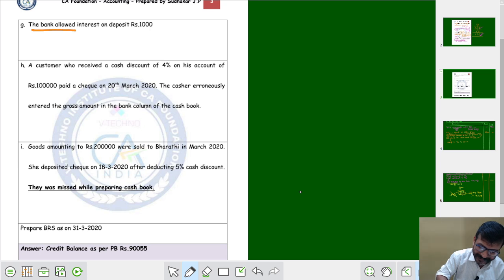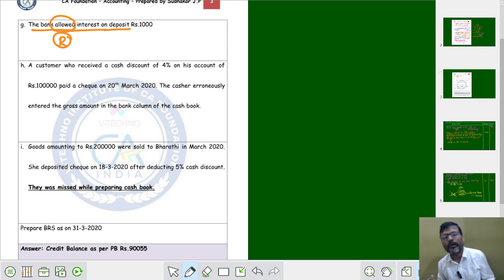Bank allowed interest. Oh, banker allowed. Banker gave the interest to whom? To us. We received the interest. Banker allowed means what? Banker allowed the interest to our account, our current account. So allowed means what? We have received on our deposit. There is a deposit. Means there is a fixed deposit. For that the banker allowed the interest. Means we have received the interest. What happened? Receipt in passbook.